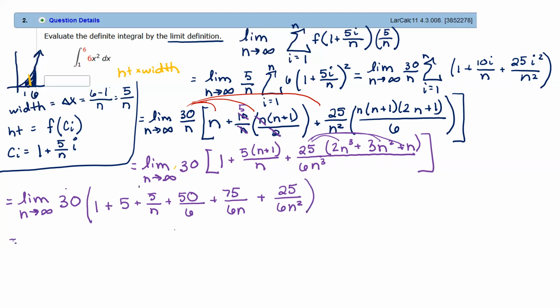Okay. And so then when we apply the limit, of course, this 30 is going to be left out front. The limit as n goes to infinity doesn't affect 1. It doesn't affect this 5. It does affect 5 over n, as n goes to infinity. This is going to be plus 0. I'm going to have plus 50 over 6. As n goes to infinity, the 75 over 6n is going to go to 0. And then this last term is also going to go to 0.